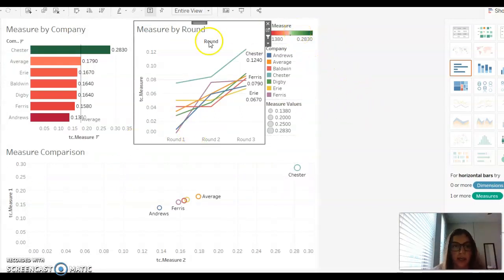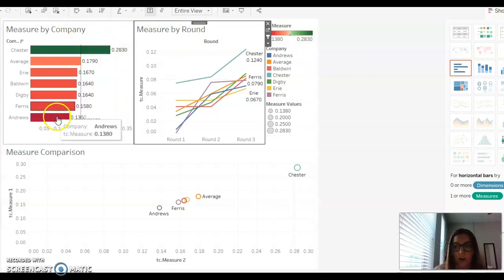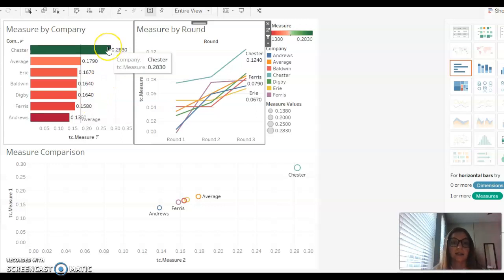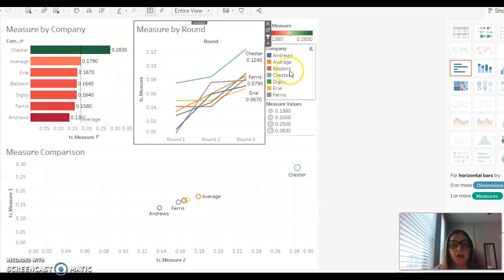This little key goes with the measure by company over here, which measures the average sum of all 3 rounds right over here, with Andrews at the lowest at 0.1380 and Chester at the highest at 0.2830. And over here we have the companies for the measure by round, and that's what each color represents. Chester is the light blue up here, and the red one is Baldwin, and we're basing on from round 1 to round 3, and it shows the increase in itself. So the first one shows the average, this one shows the increase or the decrease as we go on.